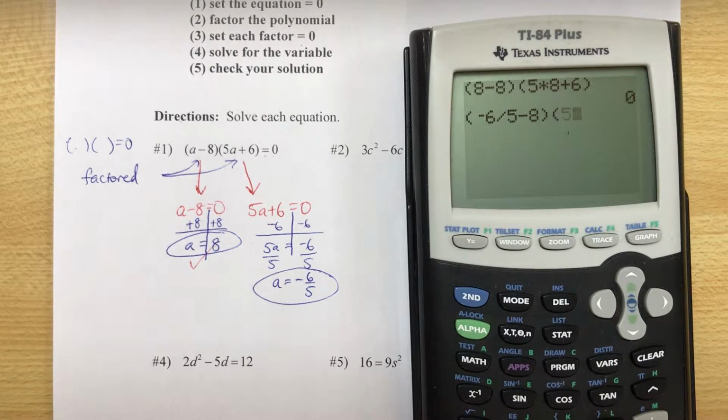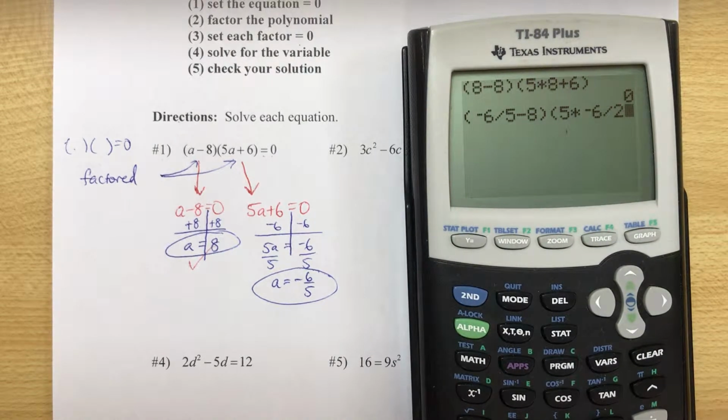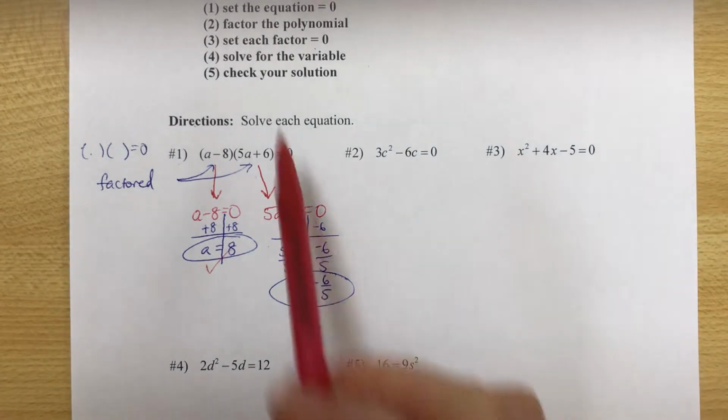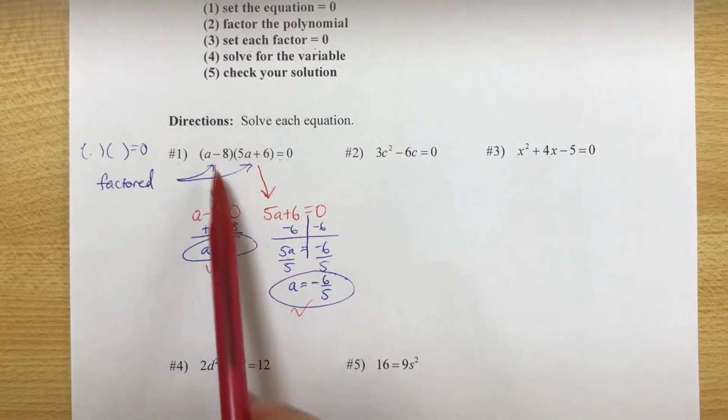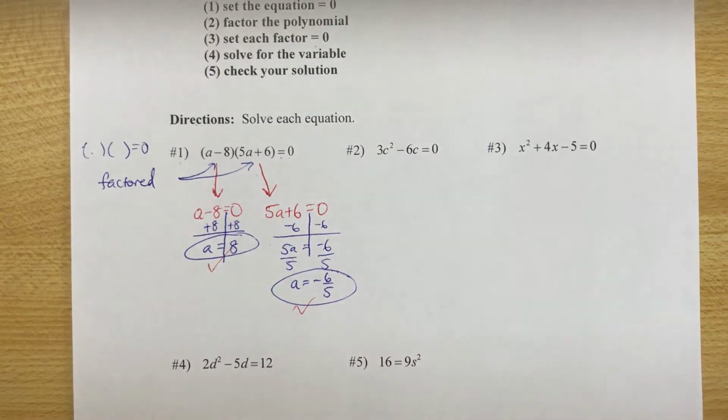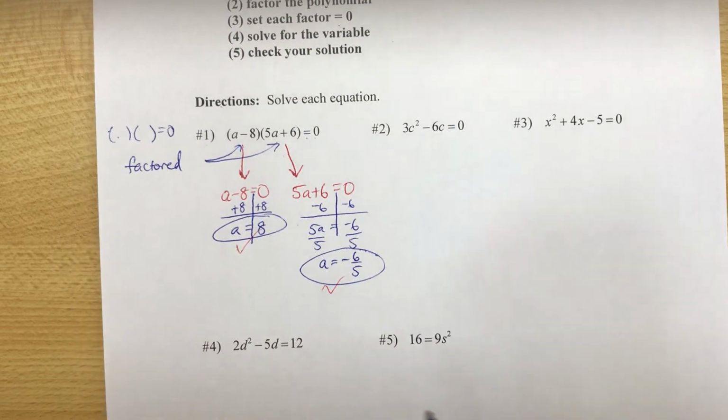And then the second parentheses is 5 times negative 6 over 5, plus 6. Now again, do I get 0? And the answer is yes. So both of these answers are correct for that. So the way that I check your solution, you take each number, you plug it back in. Does it make the equation equal to 0? If it does, then your answer is correct.